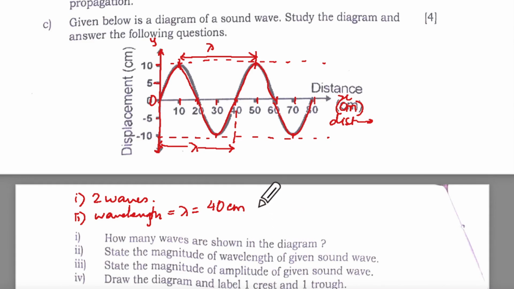Are you with me? Yes, ma'am. Then I come to the third one. What does the third one say? State the magnitude of the amplitude. How much is the amplitude? Show like this, A, like this. And what will you say, amplitude. How much is the amplitude? 10. 10 what? Meter, centimeter?